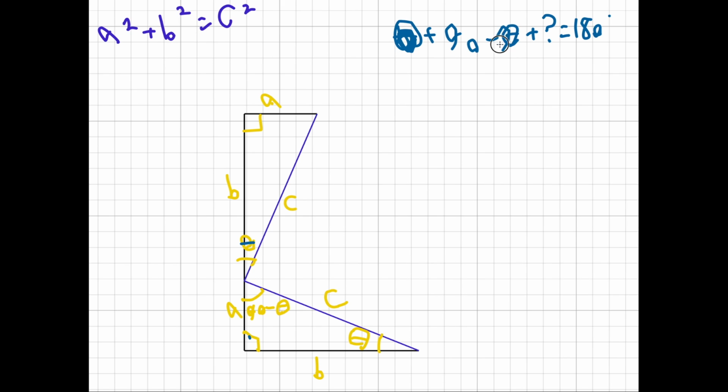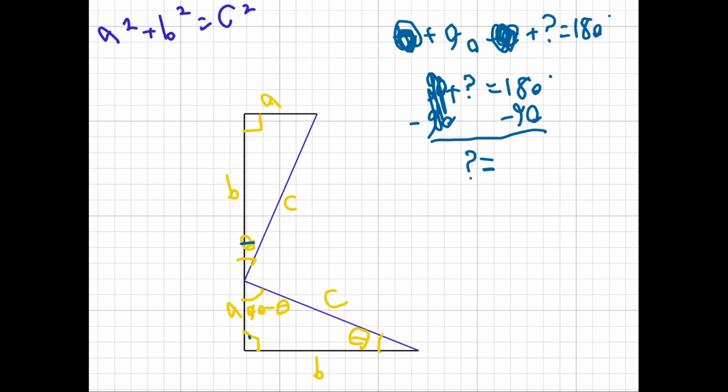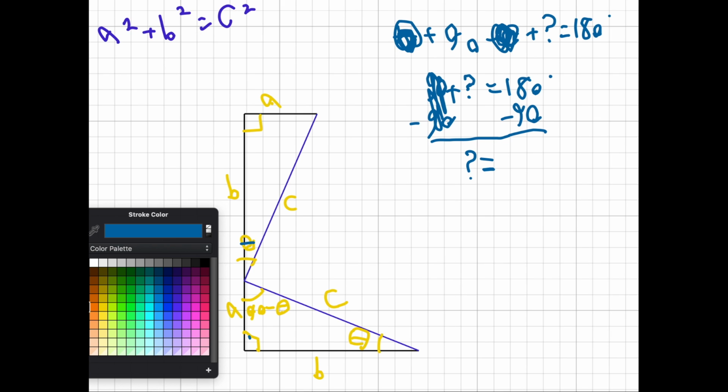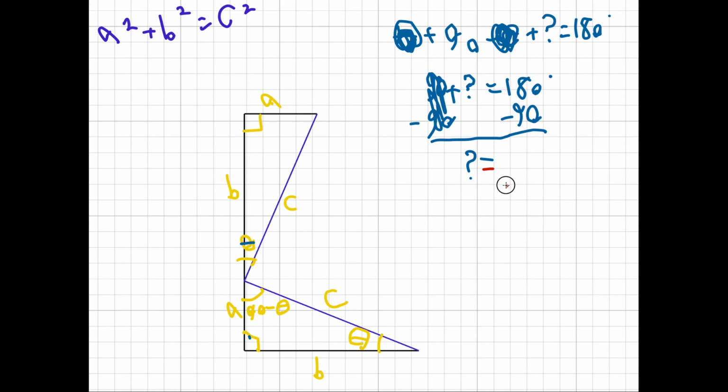Okay, so the thetas cancel out. There's a theta here, there's a negative theta here. So we have 90 plus question mark equals 180 degrees. Okay, so now we have our equation here. Can we solve? Well, yeah, we can subtract 90 from both sides. And we're left with, well, the 90s cancel out here, so question mark equals 90 degrees. So yes, this is a right angle.